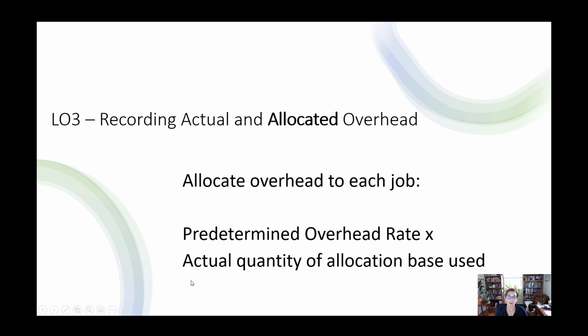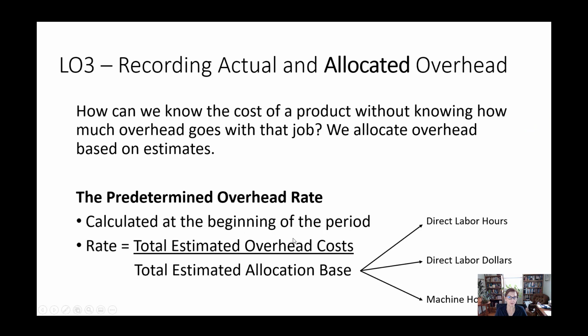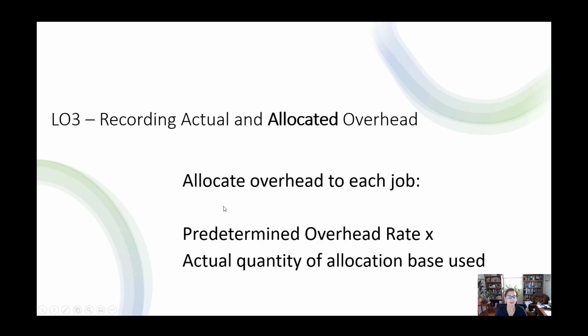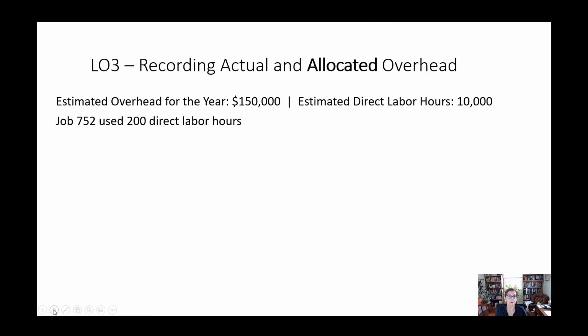Now, how do you allocate the overhead to a job? So now we have our predetermined overhead rate, and it's going to give us a rate per labor hour or labor dollar or machine hour. And once we have that rate, we take the predetermined overhead rate and we multiply it by the actual quantity of the allocation base used on a particular job. So let's see how that works.